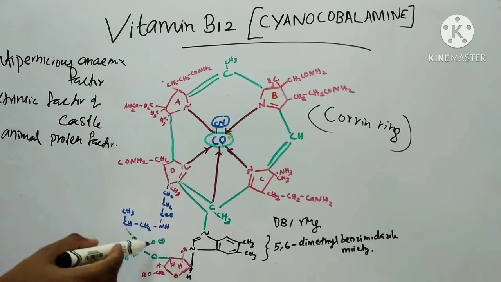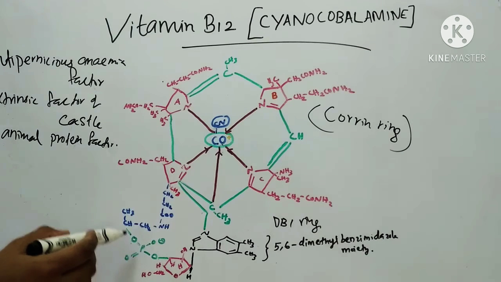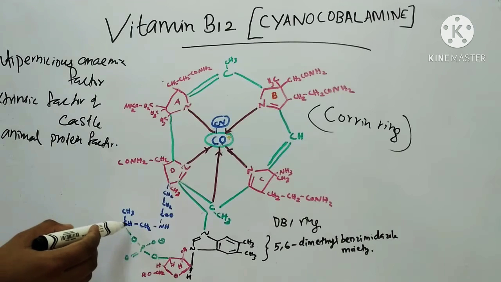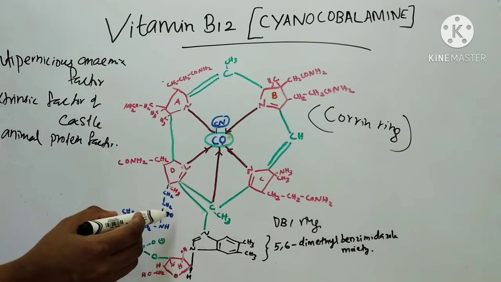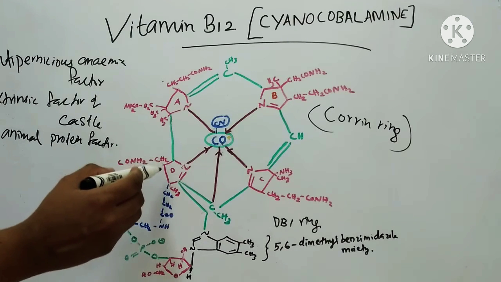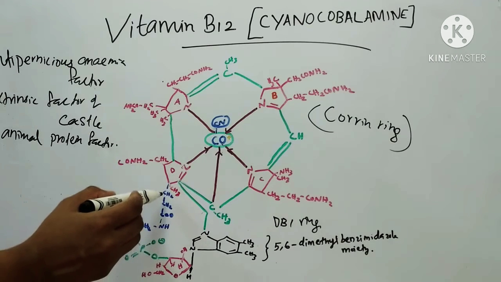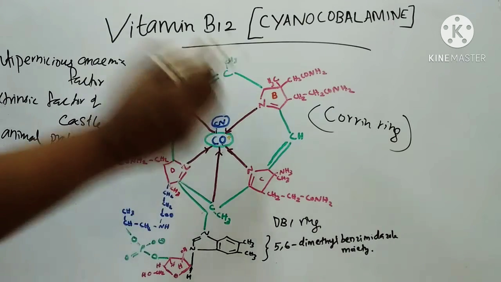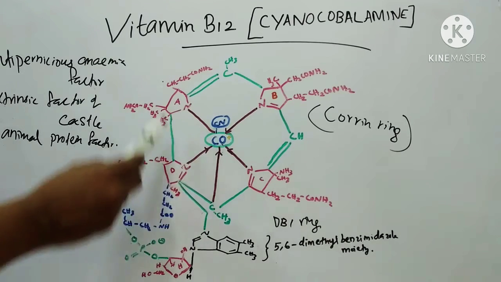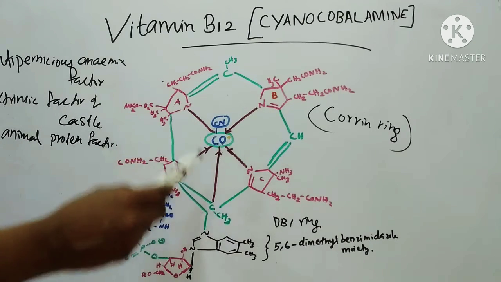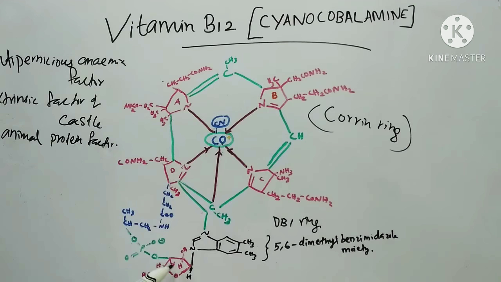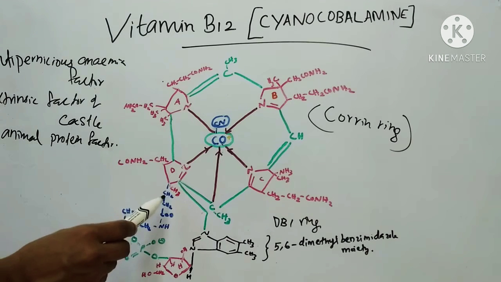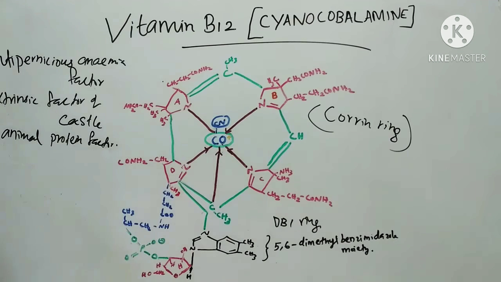Then one phosphate group is there. This phosphate group connects this ribose to the esterified aminopropanol. This is connected to propionic acid, and that is connected to the 4th chain of this corrin ring. So it contains 4 pyrrole rings, then cobalt atom, then the DB1 ring, that is the 5,6-dimethyl benzimidazole moiety, then ribose moiety, phosphate, then propionic acid and aminopropanol. This is the entire structure of vitamin B12.